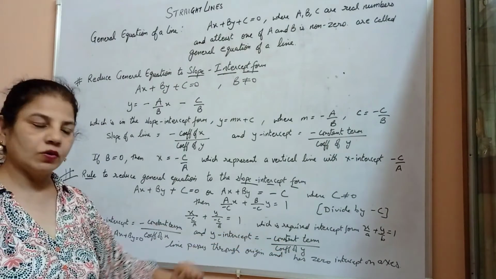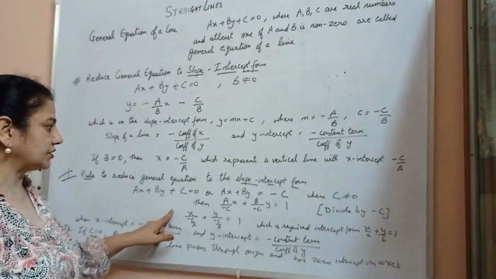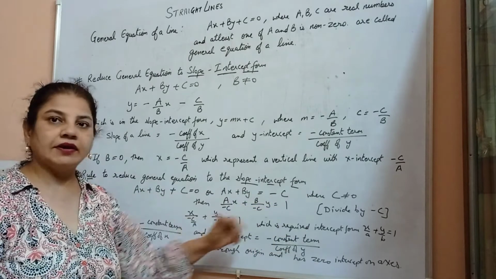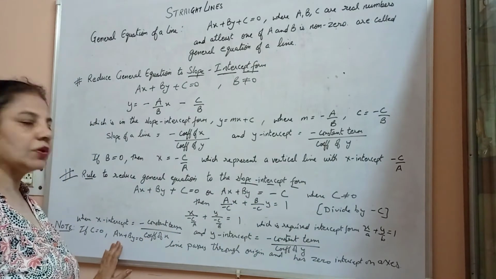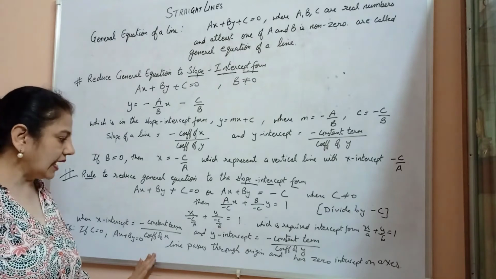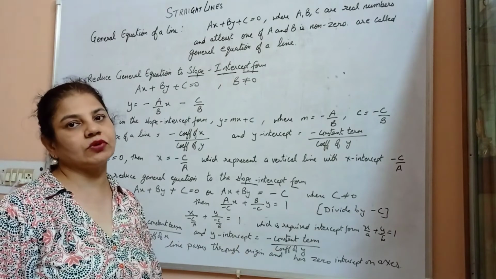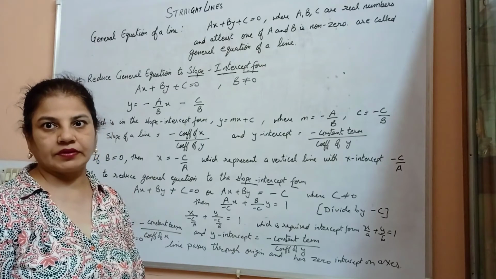Here the x-intercept is minus the constant term upon the coefficient of x, and the y-intercept is minus the constant term upon the coefficient of y. This is the equation when c is not equal to 0, and if c is equal to 0, then the general equation reduces to ax plus by is equal to 0. In that case, this line passes through the origin and has 0 intercepts on the axes.